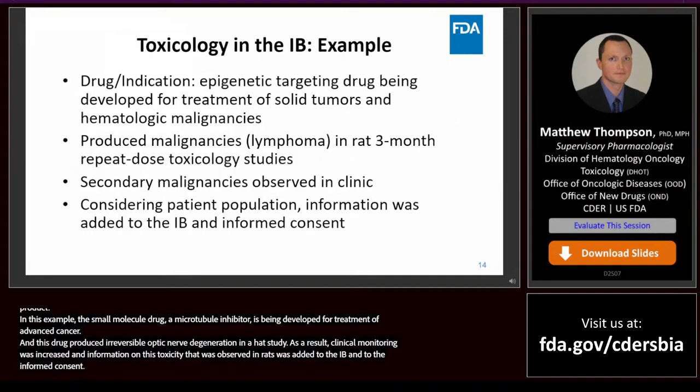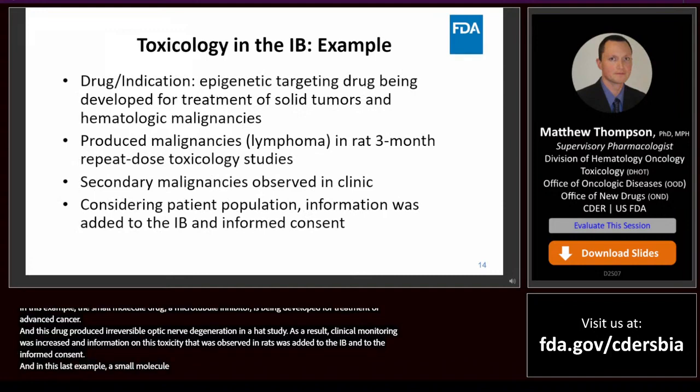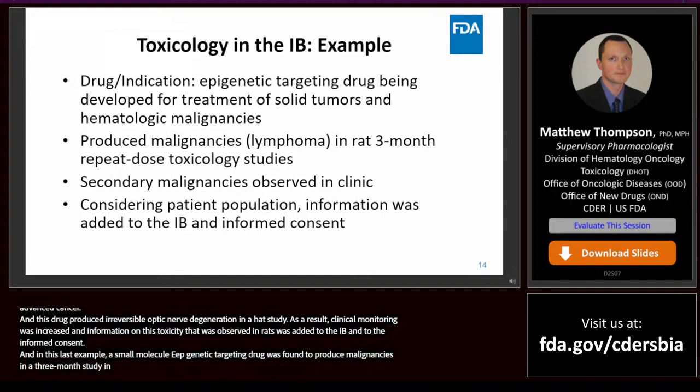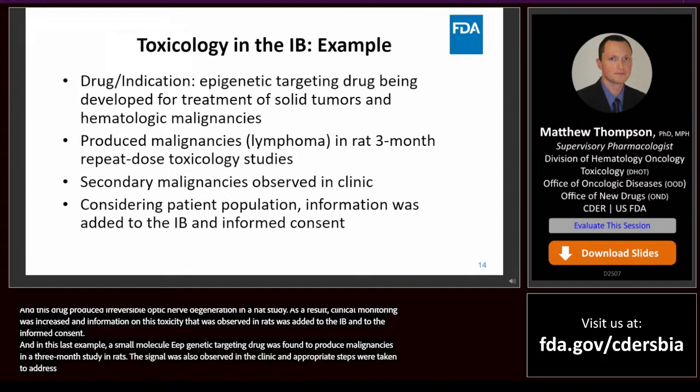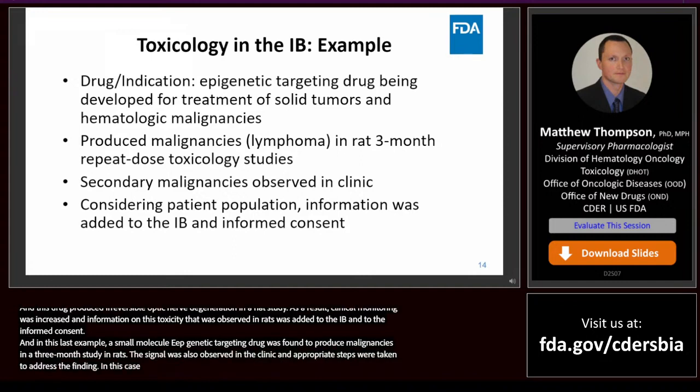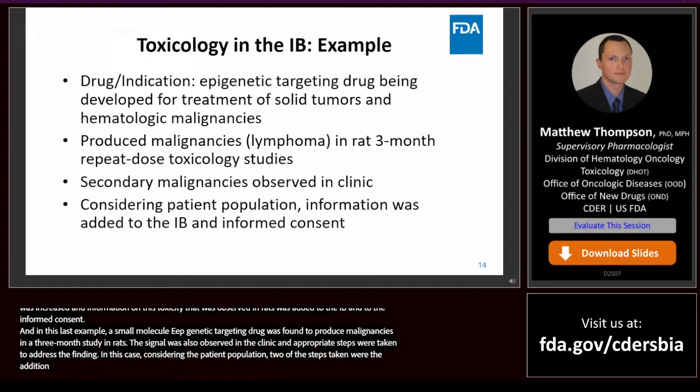And in this last example, a small molecule epigenetic targeting drug was found to produce malignancies in a 3-month repeat dose toxicology study in rats. The signal was also observed in the clinic, and appropriate steps were taken to address the finding. In this case, considering the patient population, 2 of the steps taken were the addition of the information to the IB to alert investigators and addition of the information to the informed consent to alert patients.